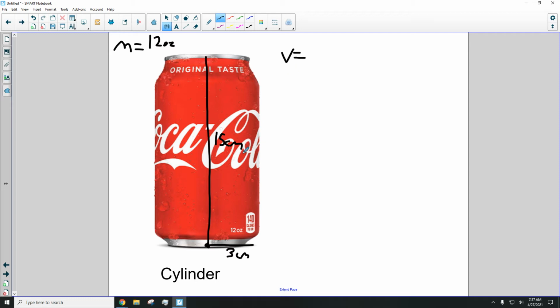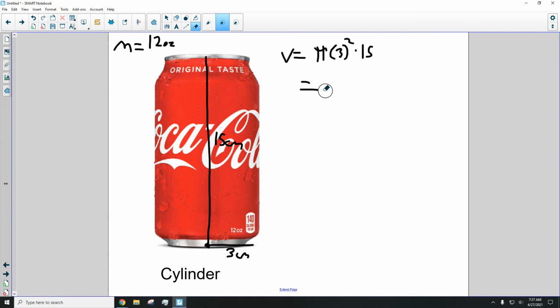So all you're going to do in these problems is start by finding the volume of your shape, okay? So volume is going to be the area of the base multiplied by the height, which in this case is pi times our radius squared. Pi times 3 squared times 15. Okay. Multiply this all together, we get our answer.